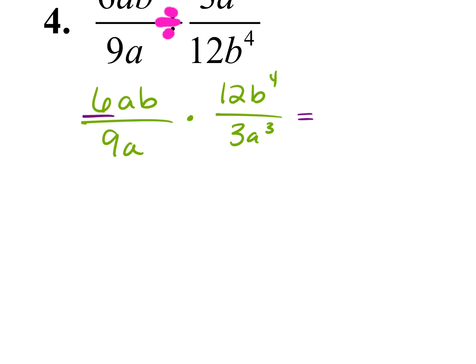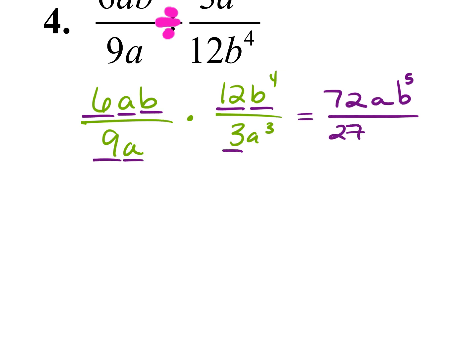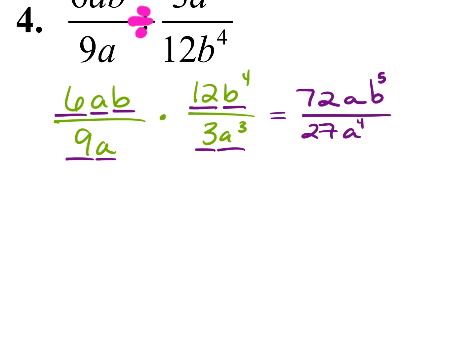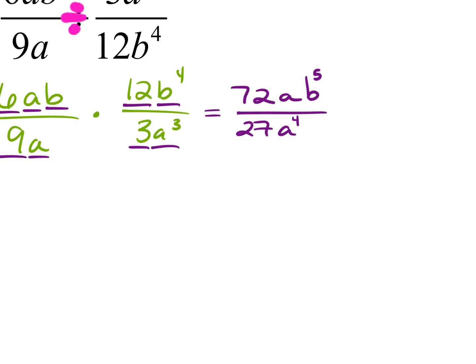Do you want to go across or do you want to cross reduce? Across. Okay, so if we multiply across, 6 times 12 is 72. You have an a. B times b to the fourth, what is that? Add them. B to the fifth. Your denominator, 9 times 3 is 27. A times a to the third is a to the fourth. Add those together. Okay, so now you're here.